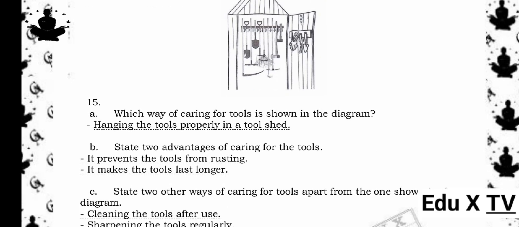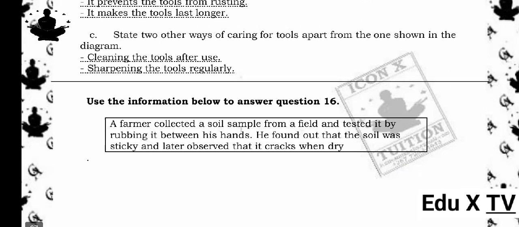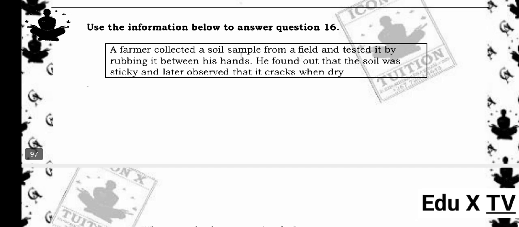The diagram below shows one way of caring for garden tools. Use it to answer question 15. 15. A. Which way of caring for tools is shown in the diagram? Hanging the tools properly in a tool shed. B. State 2 advantages of caring for the tools. It prevents the tools from rusting. It makes the tools last longer. C. State 2 other ways of caring for tools apart from the one shown in the diagram. Cleaning the tools after use. Sharpening the tools regularly.